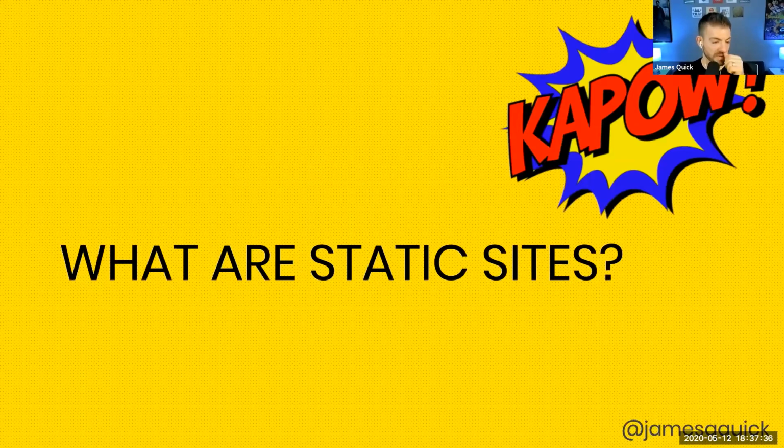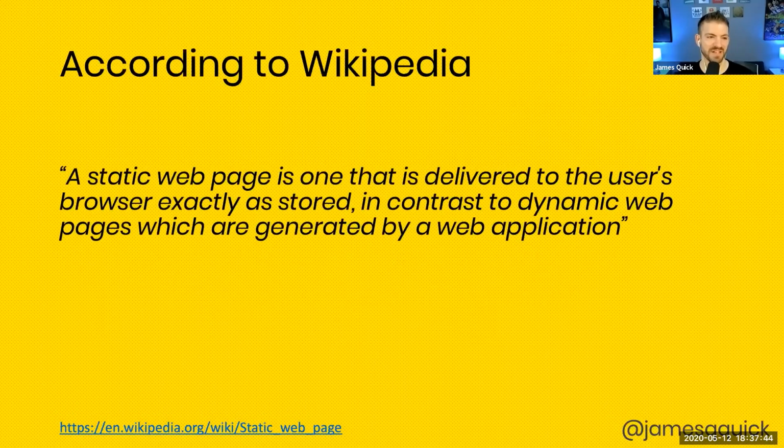So let's start off by talking about what static sites are, and what better way to start off than the source of all truth, Wikipedia. Wikipedia states a static web page is one that is delivered to the user's browser exactly as stored. That's really the key there. And then it contrasts that with a dynamic web page, which is generated by a web application. And we get into this idea of traditional, older styles of building websites versus a little bit more modern idea of static sites. We'll talk about the differences in those more as we go through this.